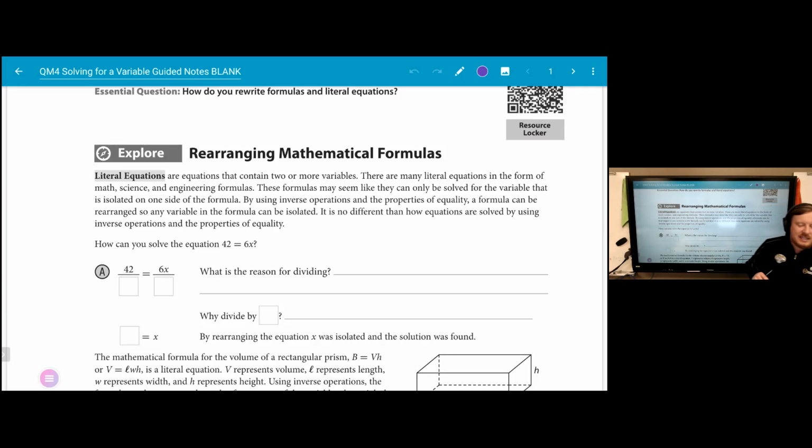Engineering, love it. These formulas may seem like they can only be solved for the variable that is isolated on one side of the formula, but we can use inverse operations and the properties of equality. We can rearrange those formulas so that any variable can be isolated. It's the same way we solve equations. Let's look at this first one.